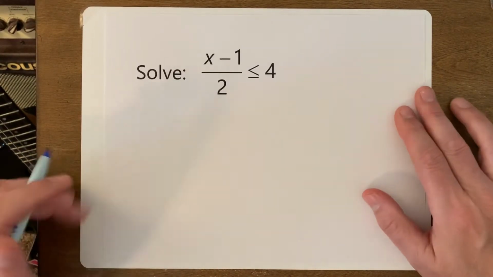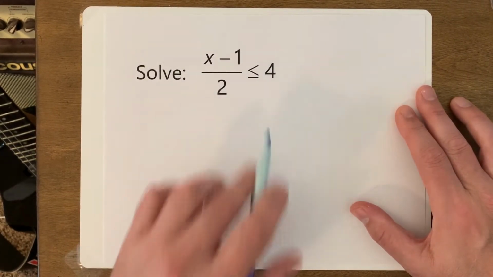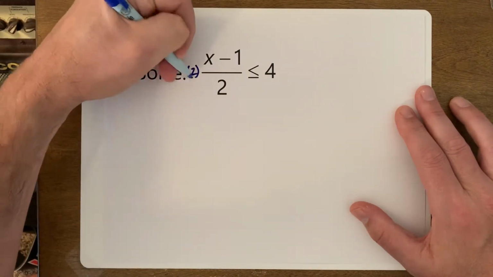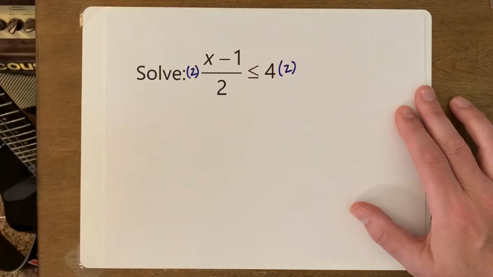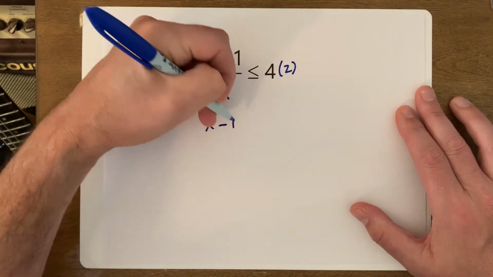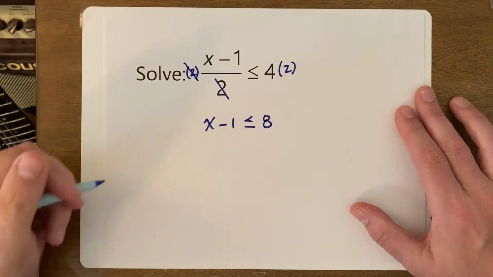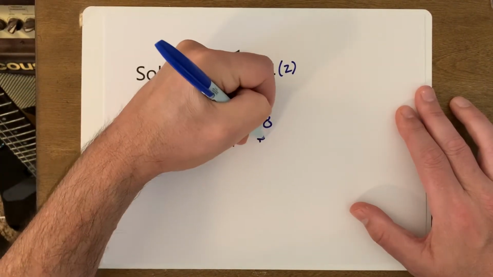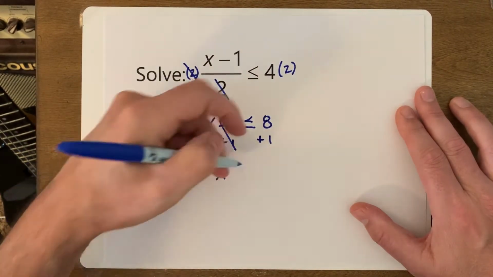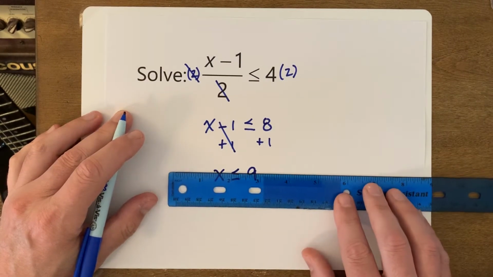So this one, we have a fraction over here, x minus 1 over 2 less than or equal to 4. What I would do is multiply both sides by 2. Those will cancel. X minus 1 is now free, and that's less than or equal to 4 times 2, which is 8. Now I just add 1 to both sides, and we see how these look a lot like equations, the process. Bring my x down, less than or equal to 8 plus 1 is 9.